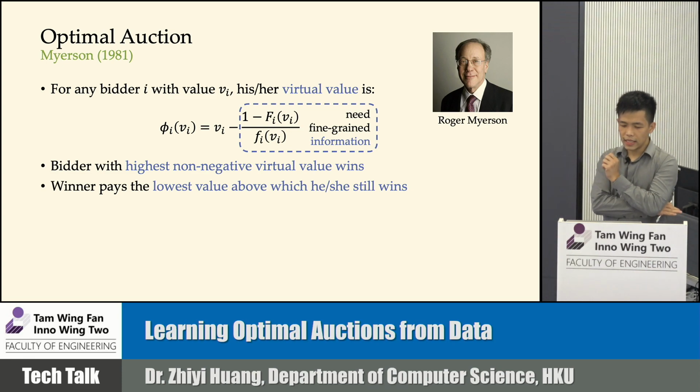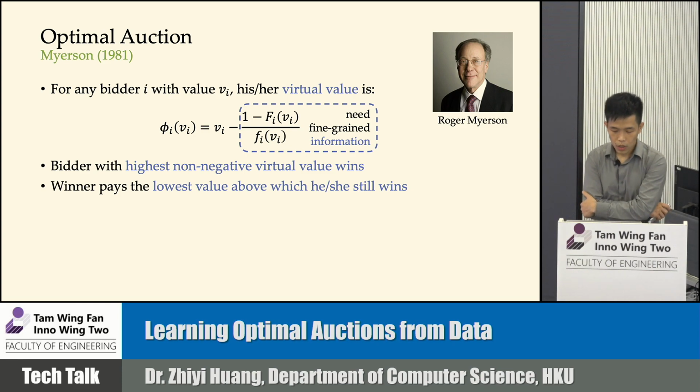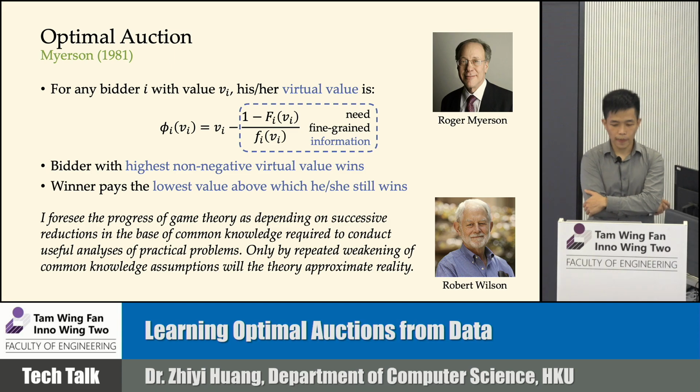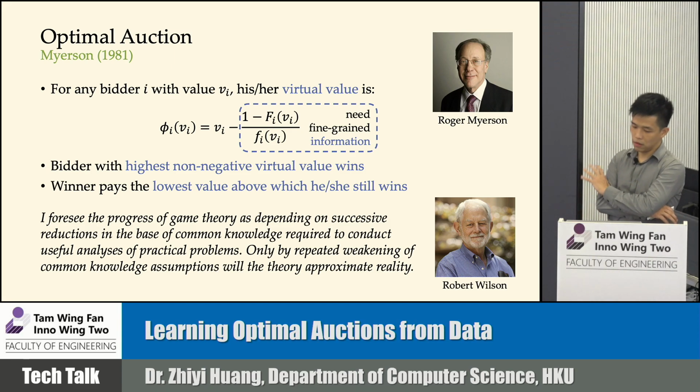And what this says is that we actually need fine-grained information about the value distribution in order to do this calculation and calculate the virtual value. And there's a question of whether we actually have enough information to implement this auction or this algorithm. And this question has actually been asked by economists only a few years after Myerson's work.